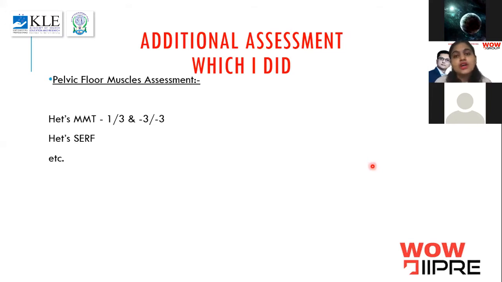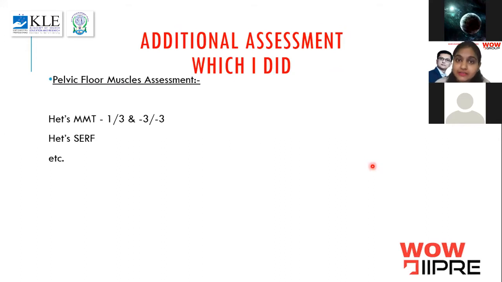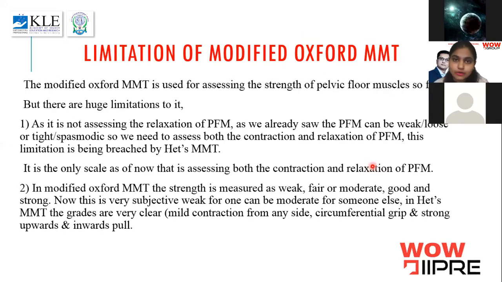Right. So in our pelvic floor assessment, we generally do HATES MMT, HATES surf assessment, and HATES ring clock assessment. I would not be going into detail of all the assessments, but I would like to show you what HATES MMT is and how you can do it. Before that, the grade of Rita on HATES MMT was 1 out of 3 and -3 out of -3.